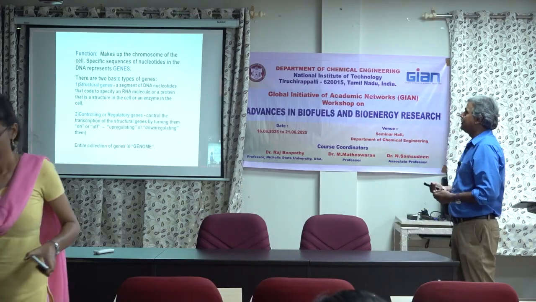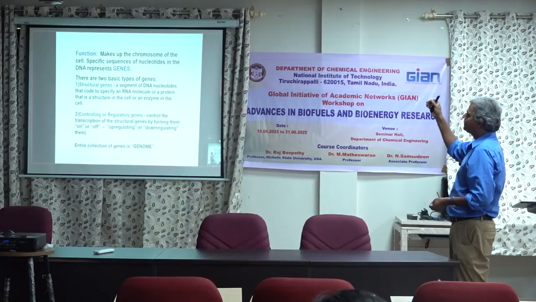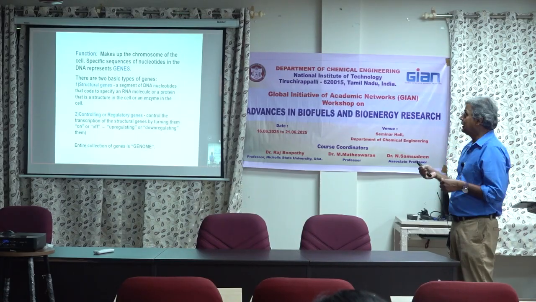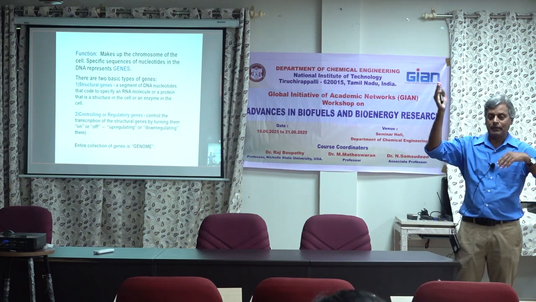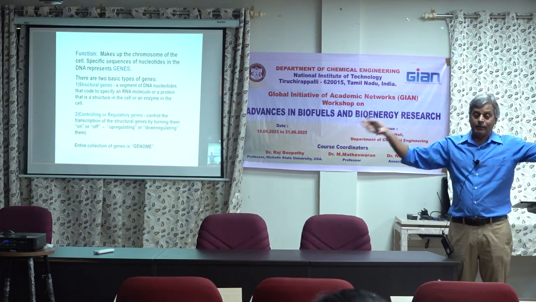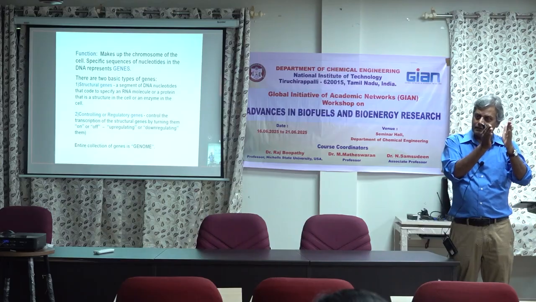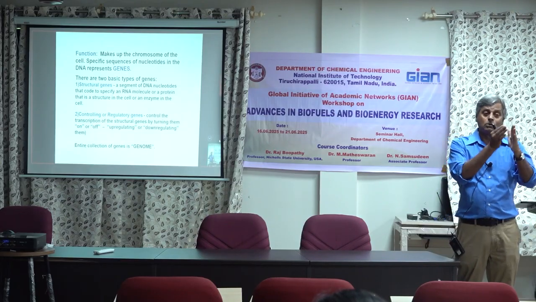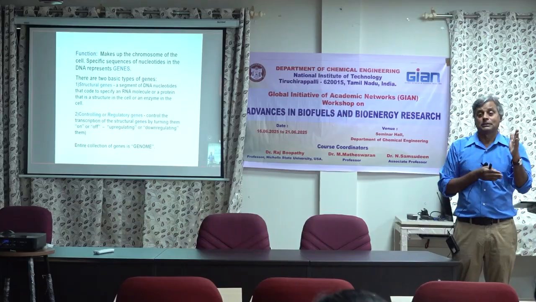So genes make up the chromosome of the cell. A specific sequence of nucleotides, we call that a gene. So when you have this DNA, it's very, very long, all right? And then each small segment constitutes a particular gene. That particular gene codes for a particular function, okay?